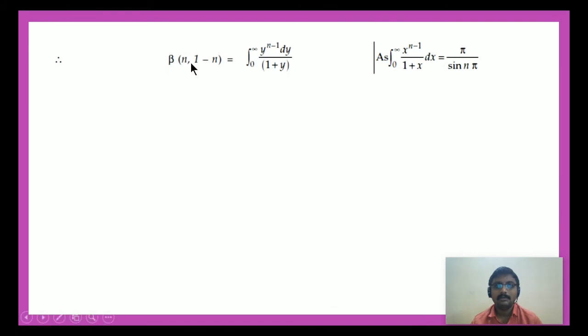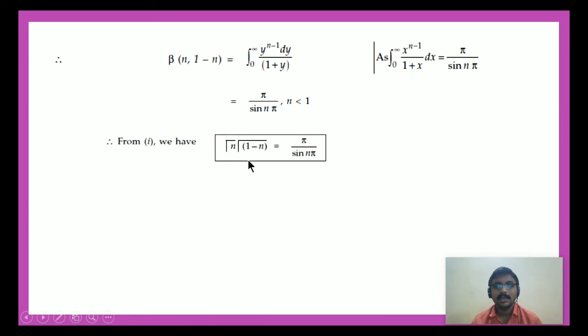And we will have beta of n comma 1 minus n. It is the value of the integral from 0 to infinity of y to the power n minus 1 upon 1 plus y dy. But what is the value? It is nothing but pi by sine n pi. We have already learned this in lower classes. So pi by sine n pi when n is less than 1. But from equation 1 we will have gamma of n into gamma of 1 minus n is pi by sine n pi. Hence proved.